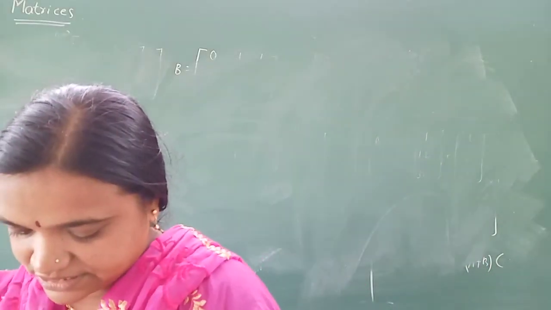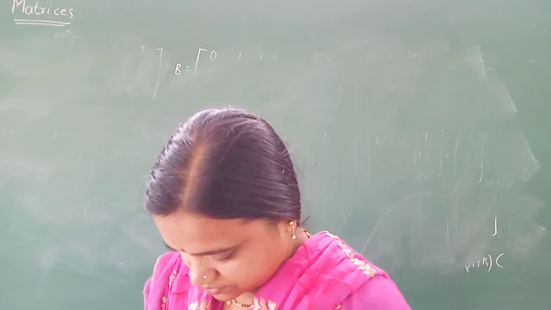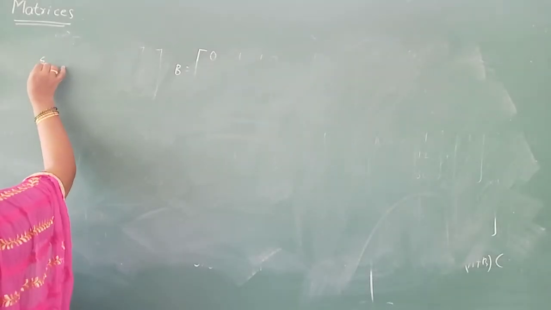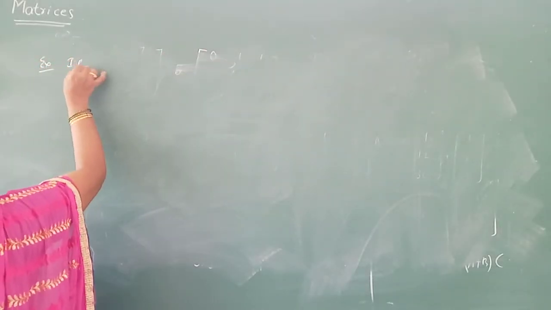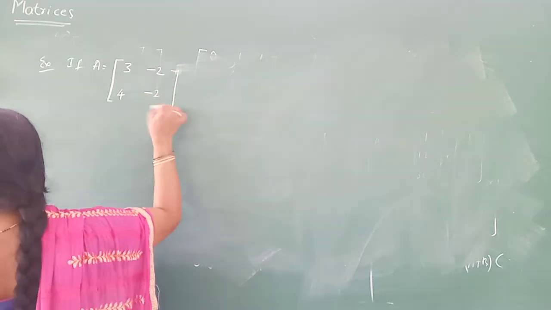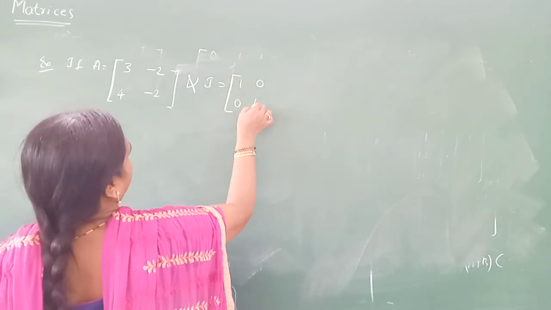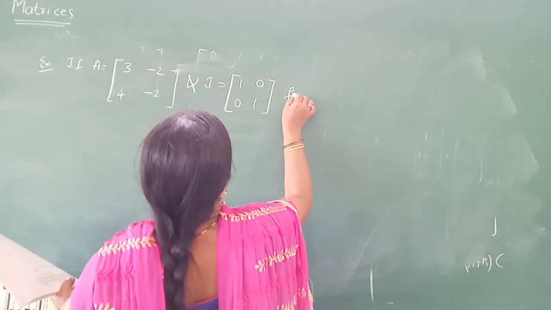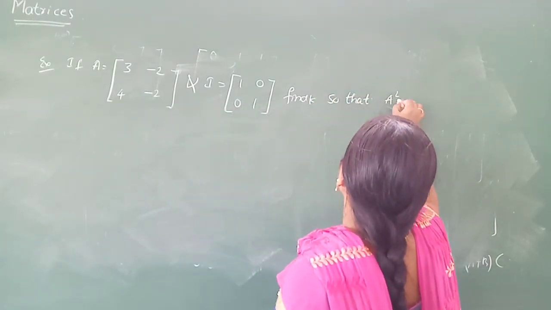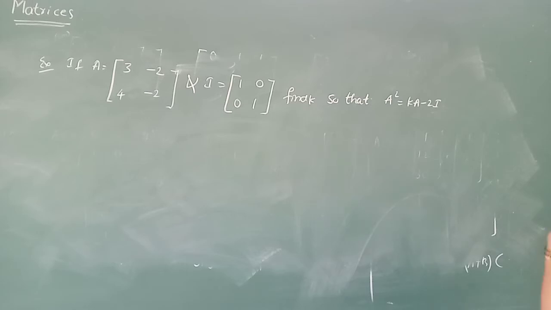And next example. I will take the next example. If a matrix A is 3, minus 2; 4, minus 2, and matrix I is 1, 0; 0, 1, find K so that A square equals KA minus 2I.